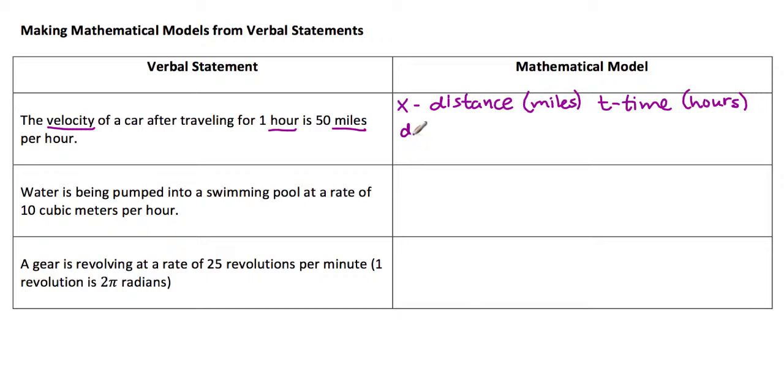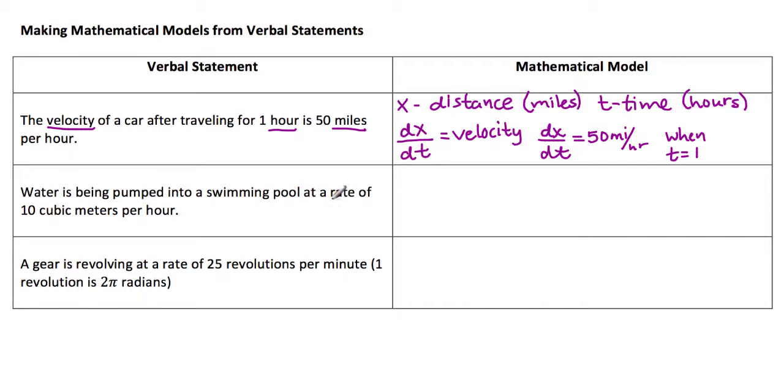Okay, so then how would I represent velocity? Well, velocity is simply the rate that our distance is changing over time. So dx dt. So the final translation would be that the velocity, or dx dt, is equal to 50 miles per hour when time t equals 1 hour. Okay, let's look at the second one.